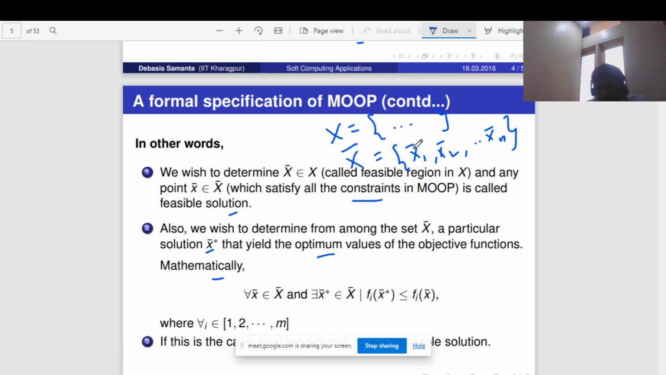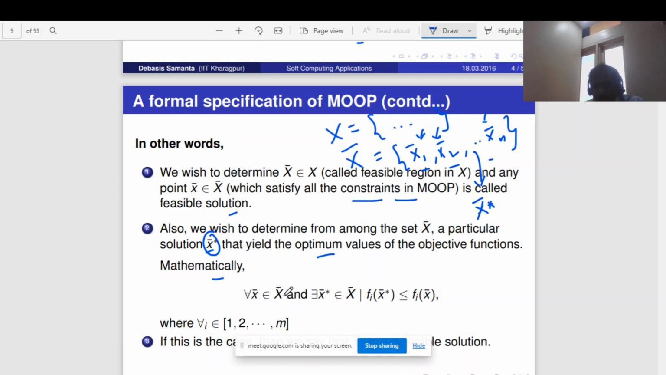Each x dash, that is each individual in this list, will satisfy all the constraints of MOOP. That is, everything is one possible solution which satisfies the constraints of MOOP. Okay, so some you want to maximize, some you want to minimize, and all the constraints are satisfied. Now from all these individuals you select one solution, that is called x dash star. From this you pick one individual, and that yields the optimal value for the objective function. So that is the solution with which you are satisfied, which is an optimal solution.